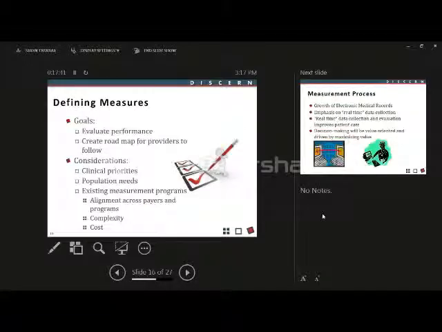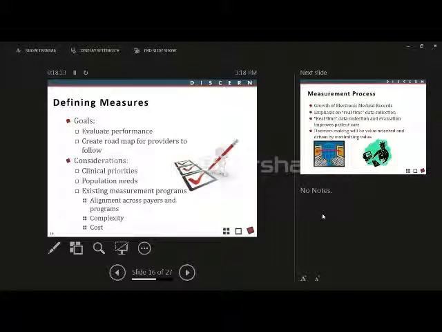So as I mentioned, we see basically a three-stage process that would get you to these goals. And it begins by defining the measures, right? So the goals of defining the measures should be, one, to evaluate performance, right? You need to know how your providers are doing. But you also want to send a signal to providers in terms of the roadmap that they should follow in order to deliver better care or to meet your expectations.